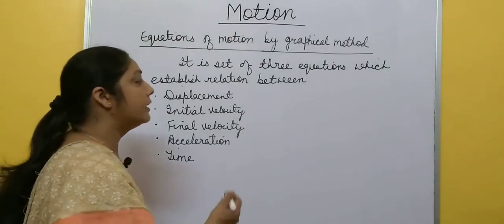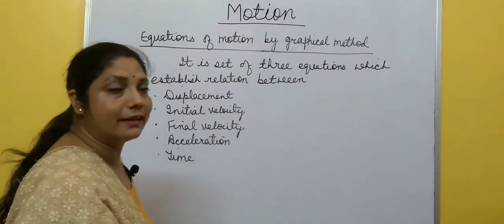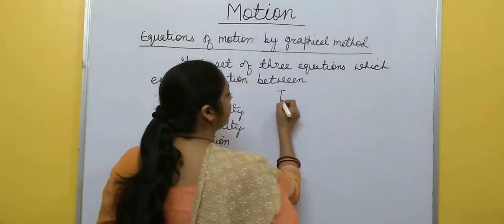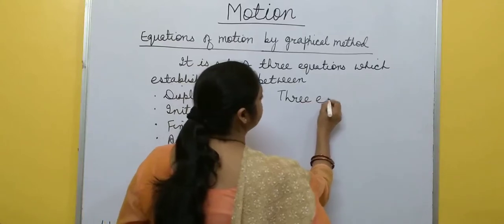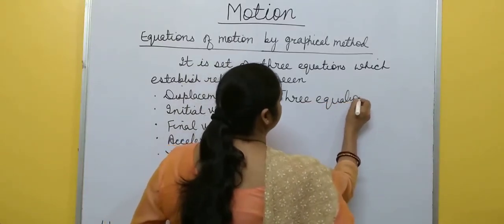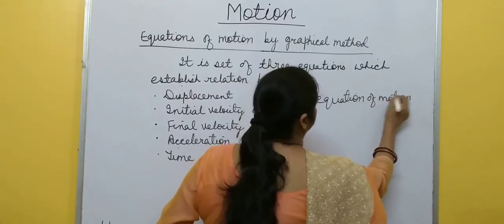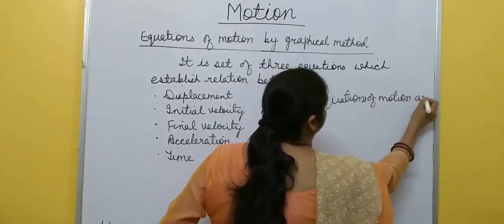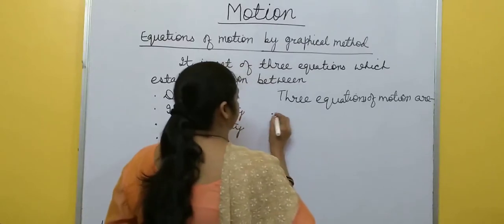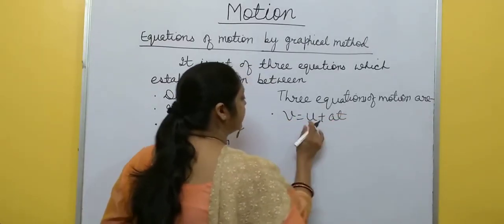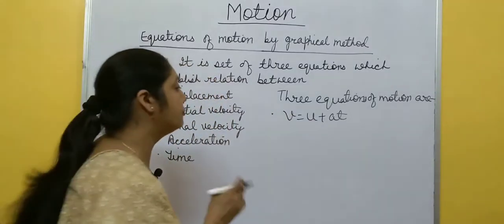So, what are that three equations? That is called equations of motion. So, three equations of motions are, first one is V equal to U plus AT. This is first equation of motion.